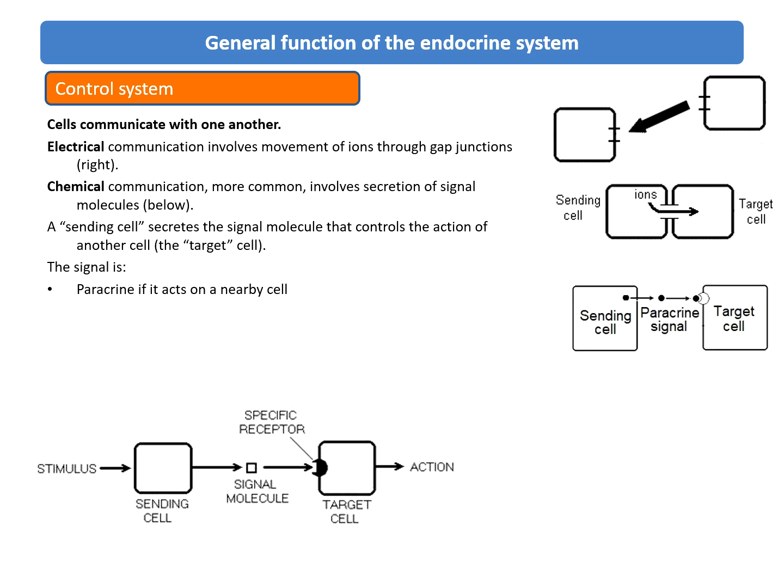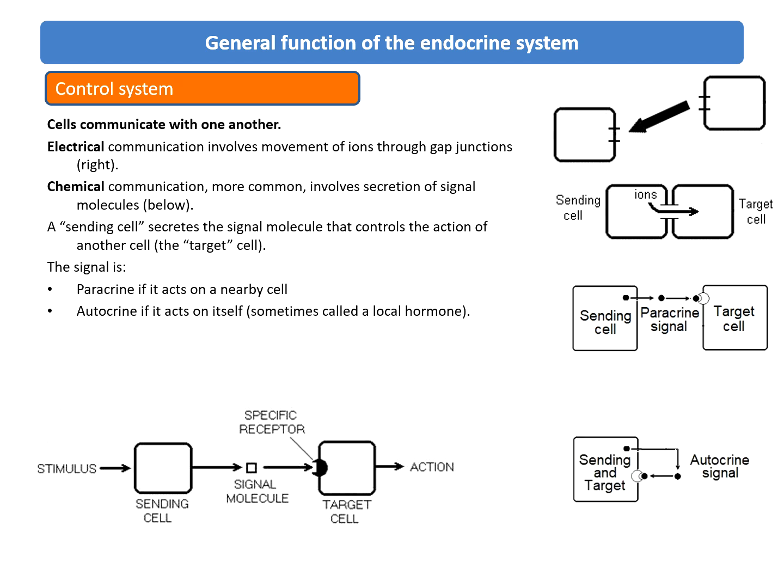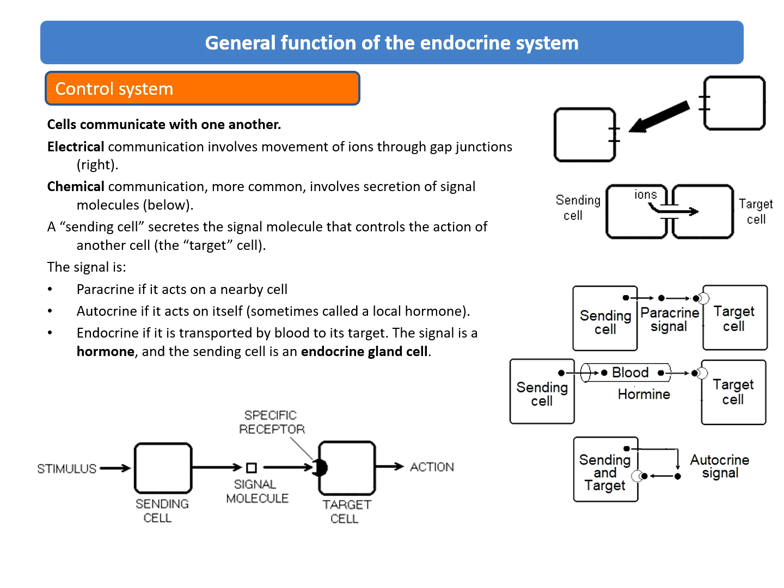The signal is paracrine if it acts on a nearby cell, autocrine if it acts on itself. Both are sometimes called local hormones. The signal is endocrine if it's transported by the blood to its target. The signal then is a hormone, and the sending cell is an endocrine gland cell. In this course, I will refer to signals transported by the blood as hormones. The other signals I'll generally call signal molecules.